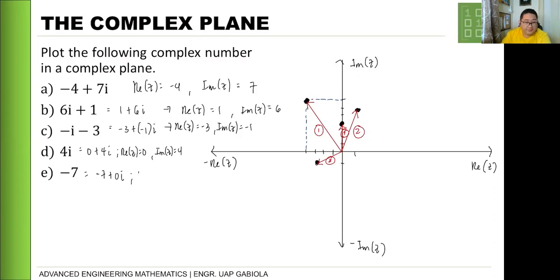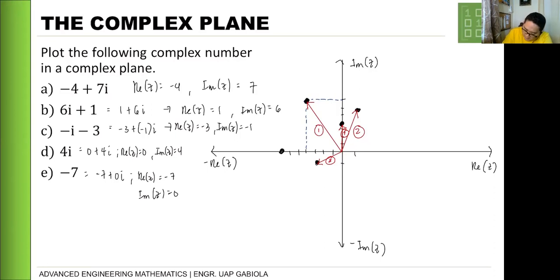Okay, so we have a real number equal to negative 7 and an imaginary number equal to 0. Okay? So sa real part natin, we have 4, 5, 6, 7. So since 0 naman yung ating imaginary part, this will be our point.